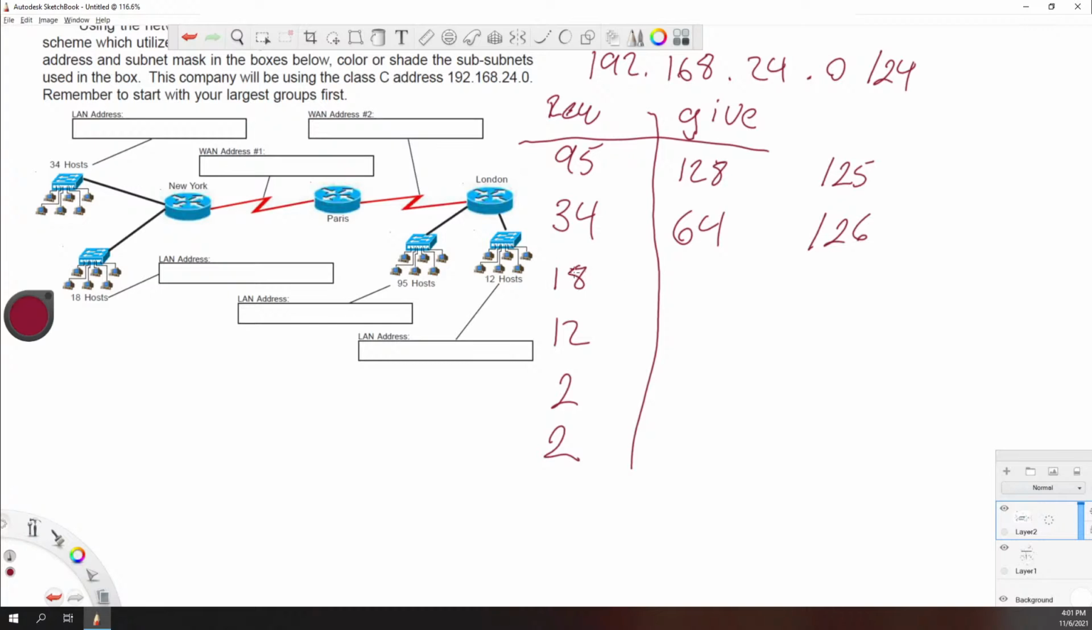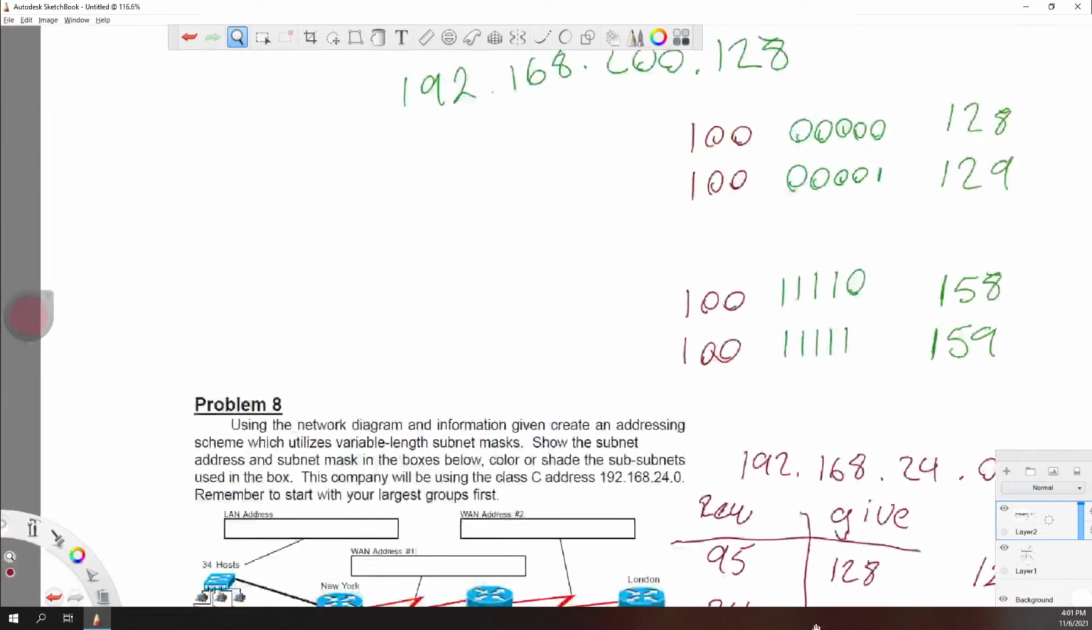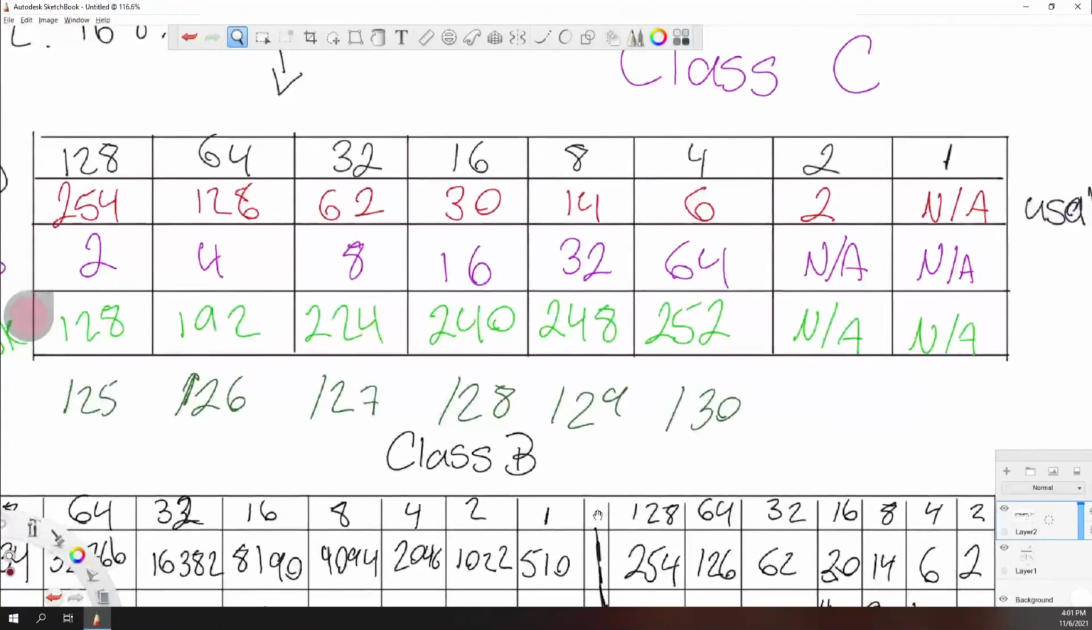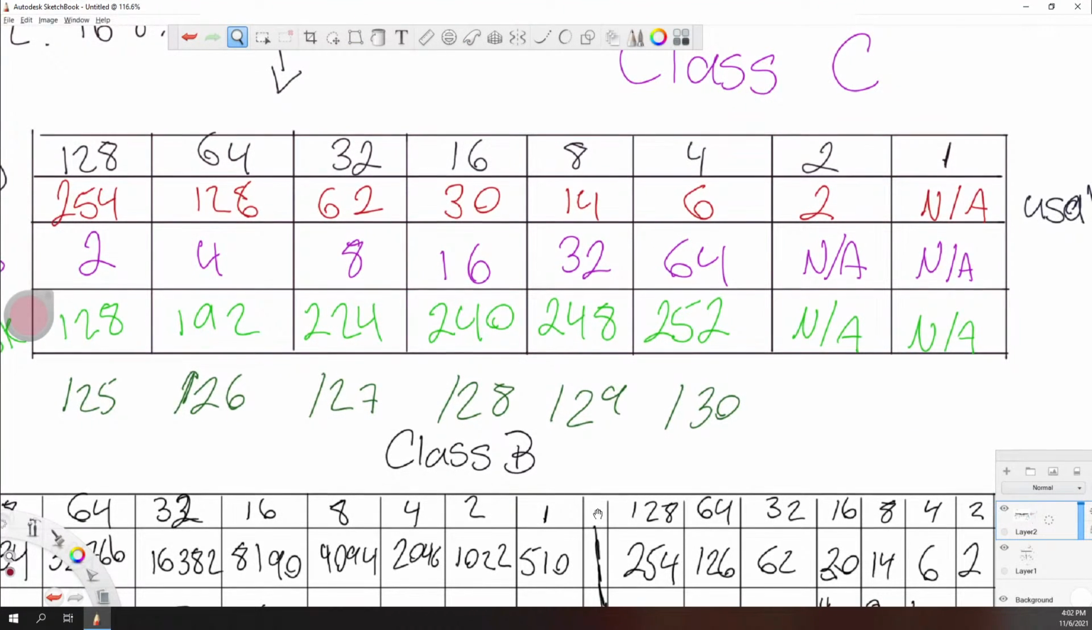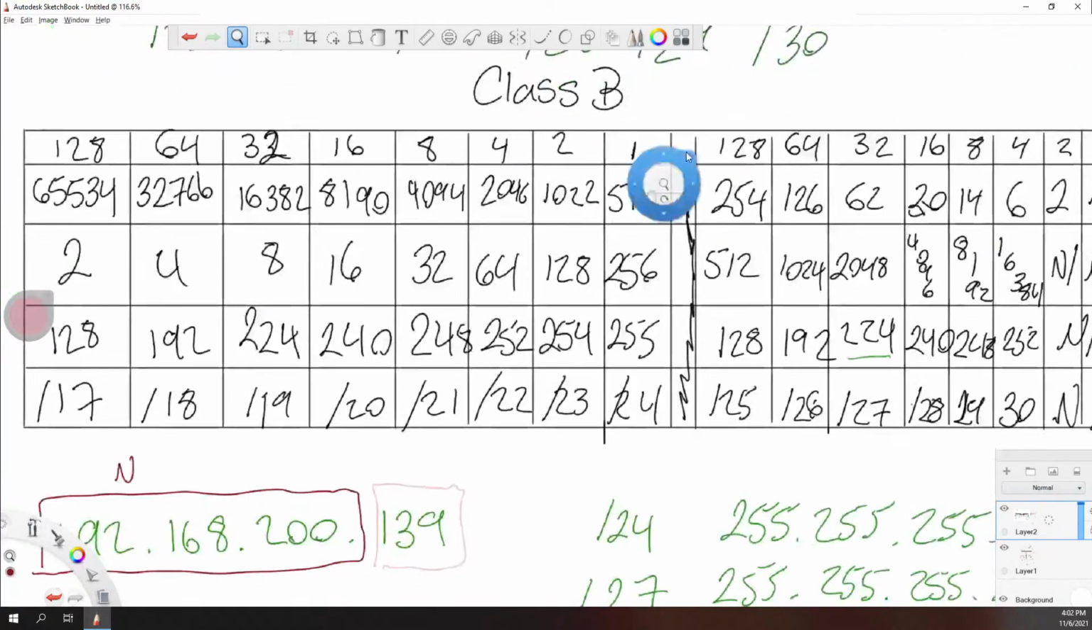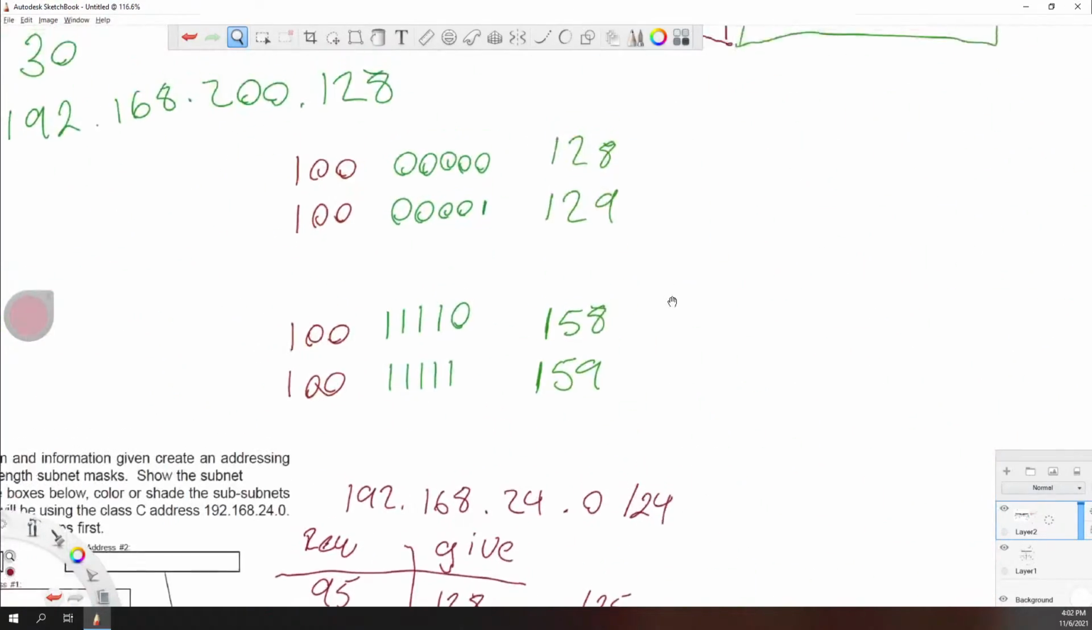This is 16 or 18. Now there is no 18, right? So the next available thing we have to give is a 32, because we can't give 16. If you're uncertain, we just go back up and check the chart. So we shift up here and check our chart. If we need 18, yes, we are going to have to give a /28 and provide it with 30 addresses. Nothing we can do there.